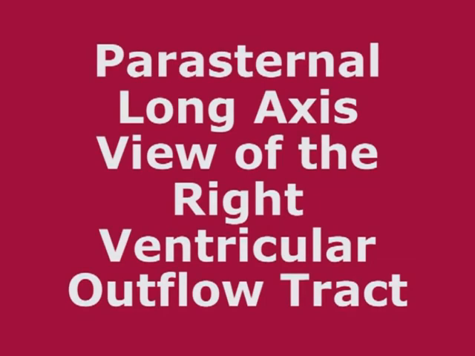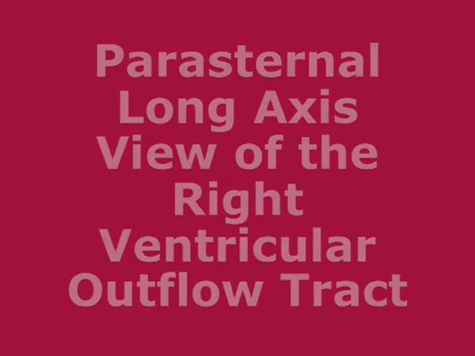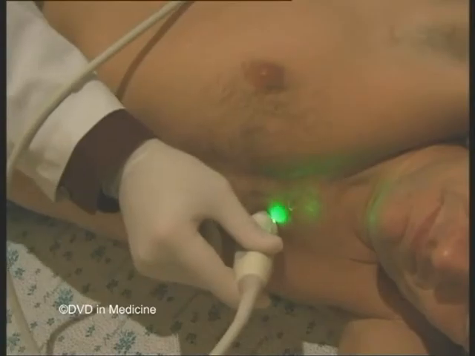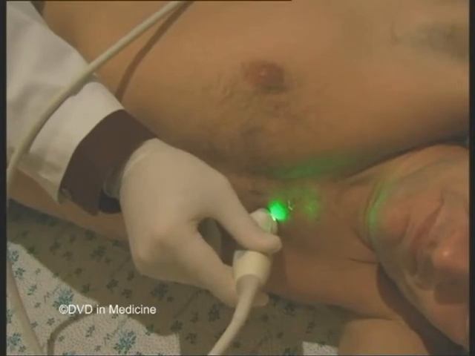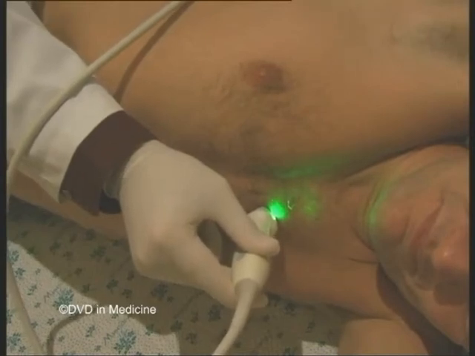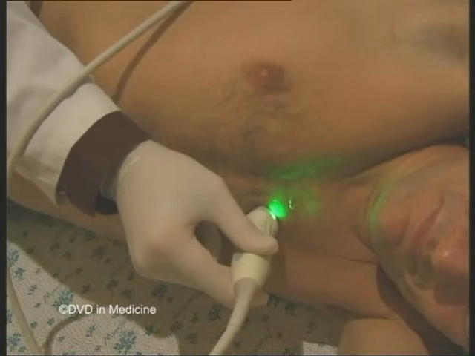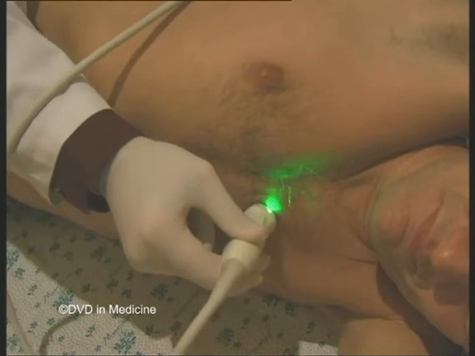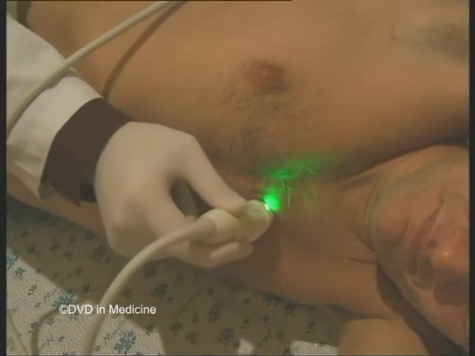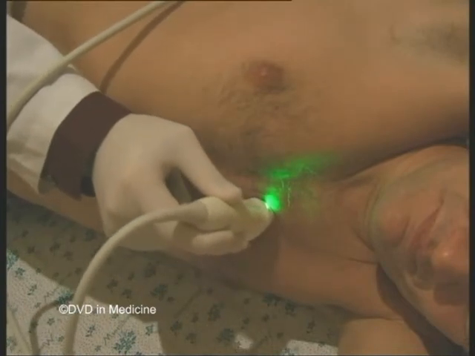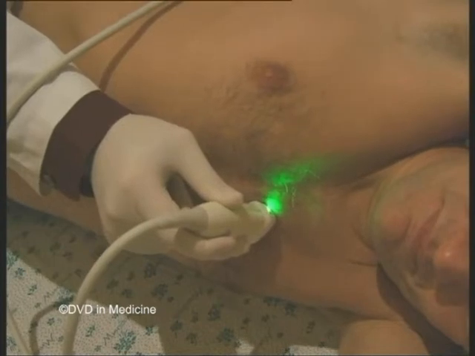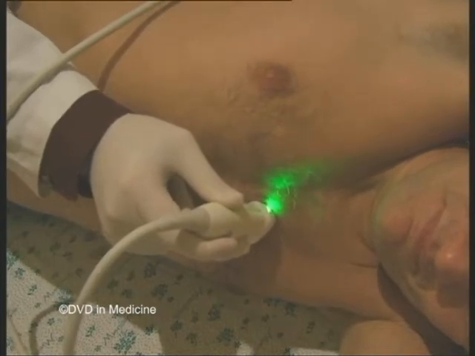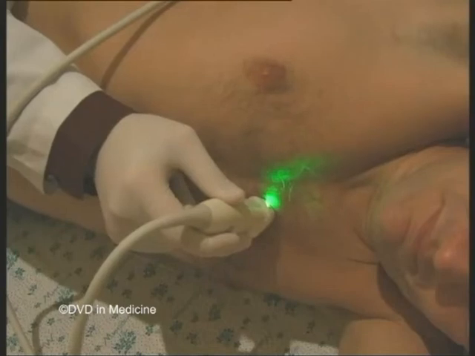Parasternal long axis view of the right ventricular outflow tract. Now one will try to see the pulmonary valve together with the right ventricular outflow tract and pulmonary artery trunk. After one has obtained a good image of the left ventricle from the parasternal long axis view, one must rotate the transducer a bit counterclockwise and angle it at a sharp angle between the transducer and anterior thoracic wall.